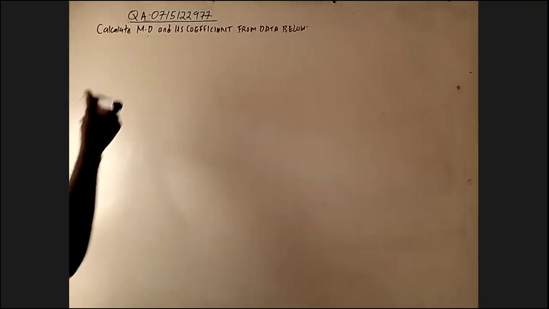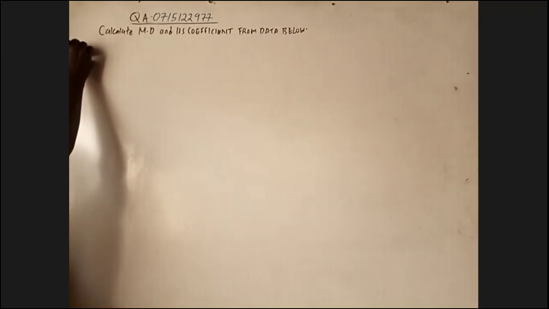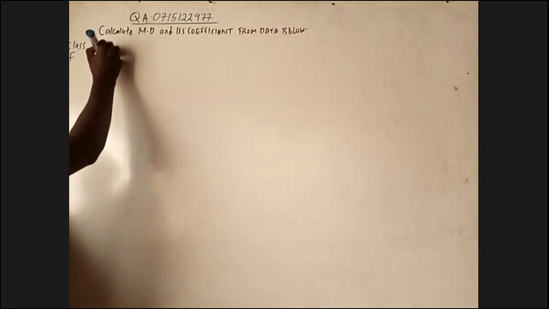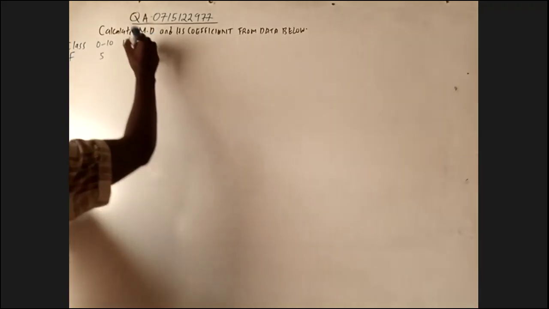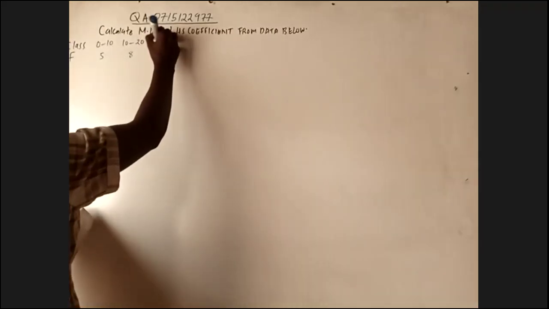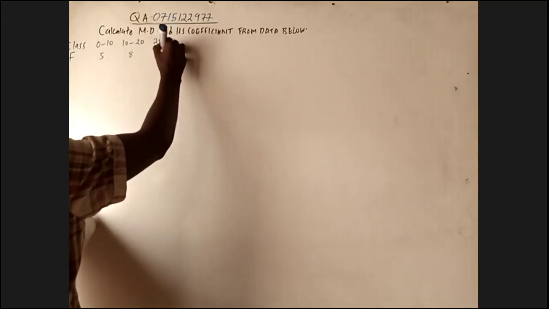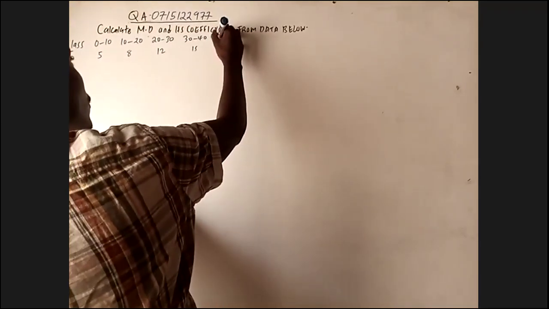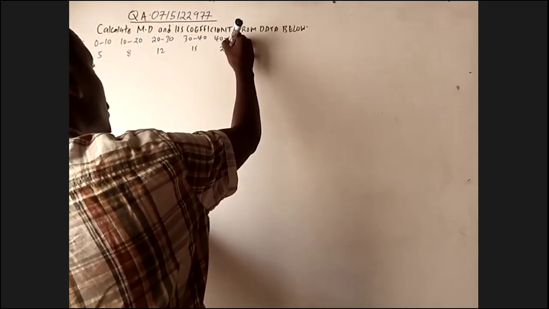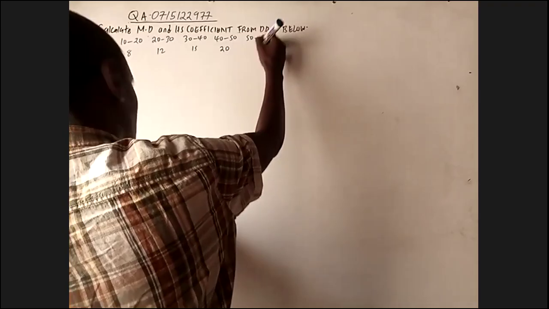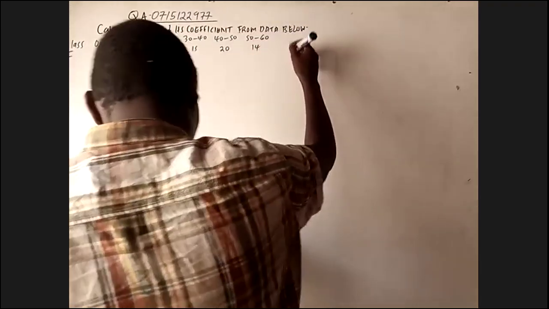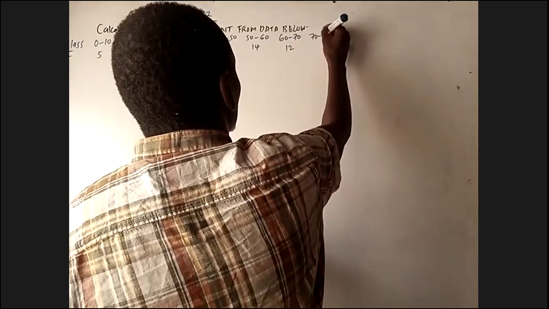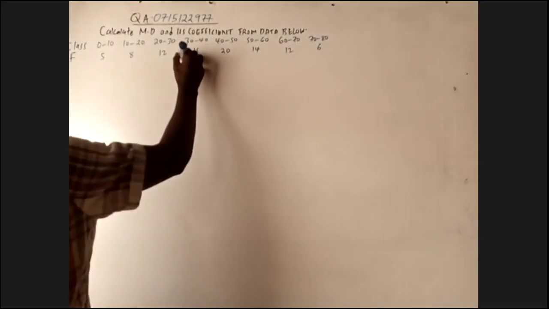Now you have class and frequency. So 0 to 10, 5; 10 to 20, 8; 20 to 30, 12; 30 to 40, 15; 40 to 50, 20; 50 to 60, 14; 60 to 70, 12; 70 to 80, 6. Now solutions.